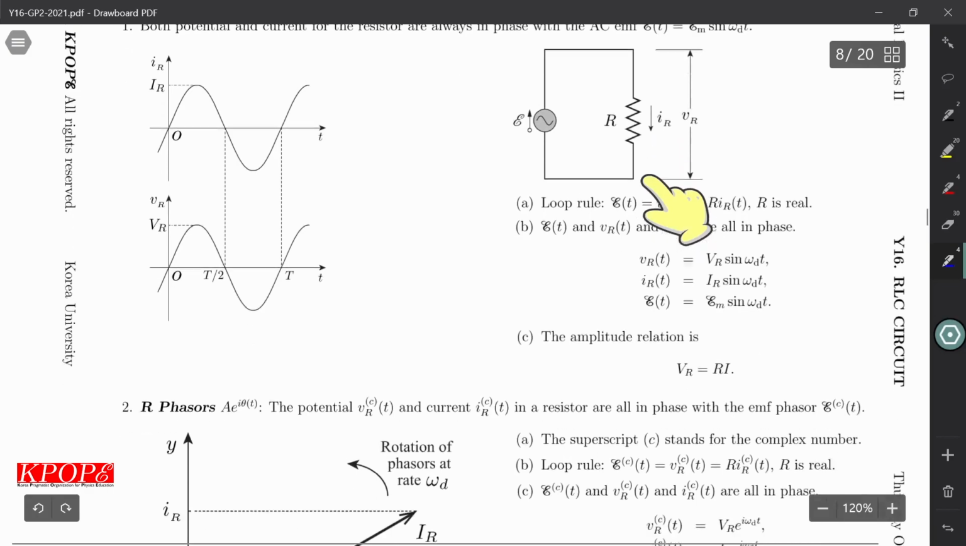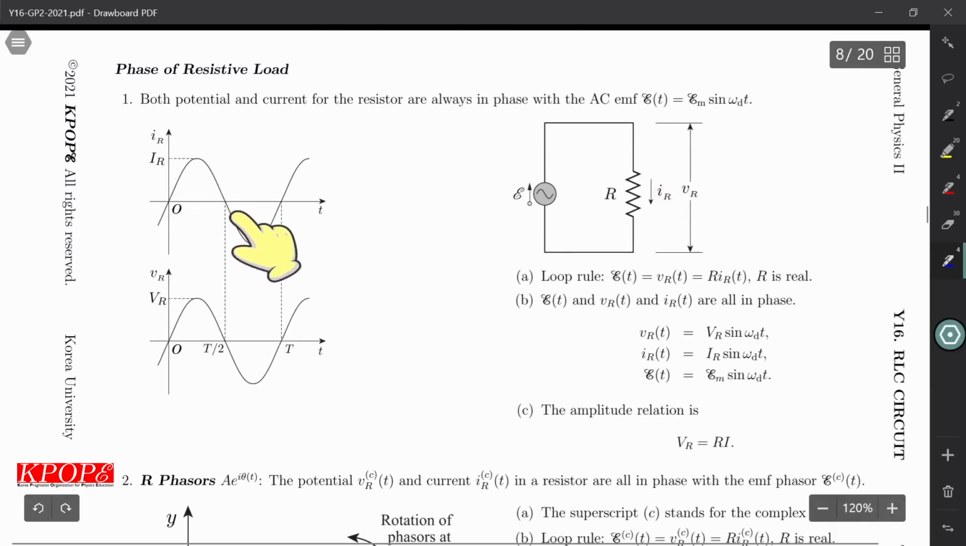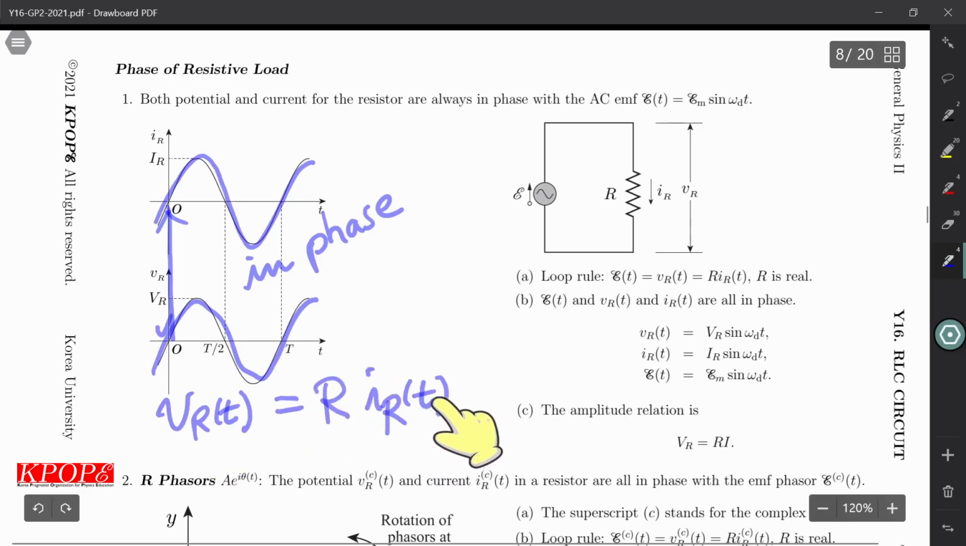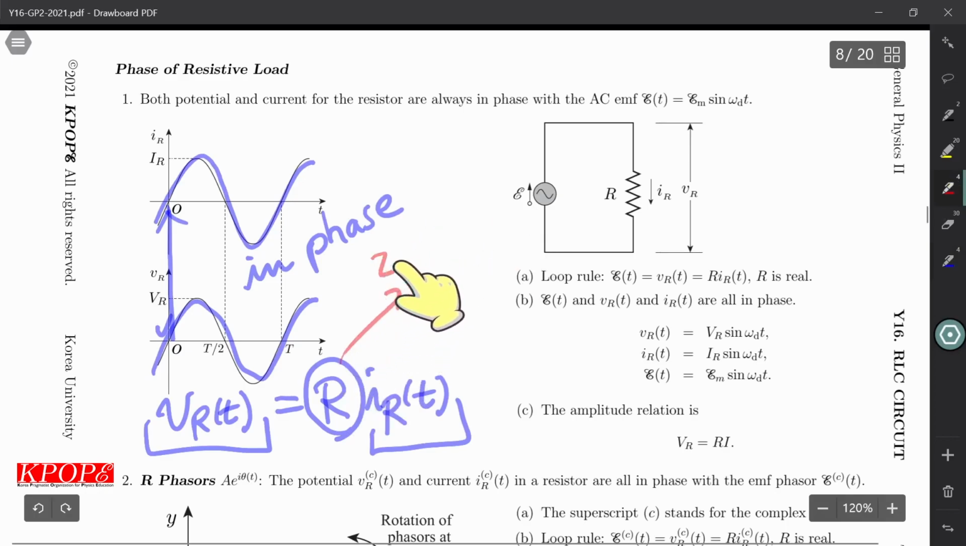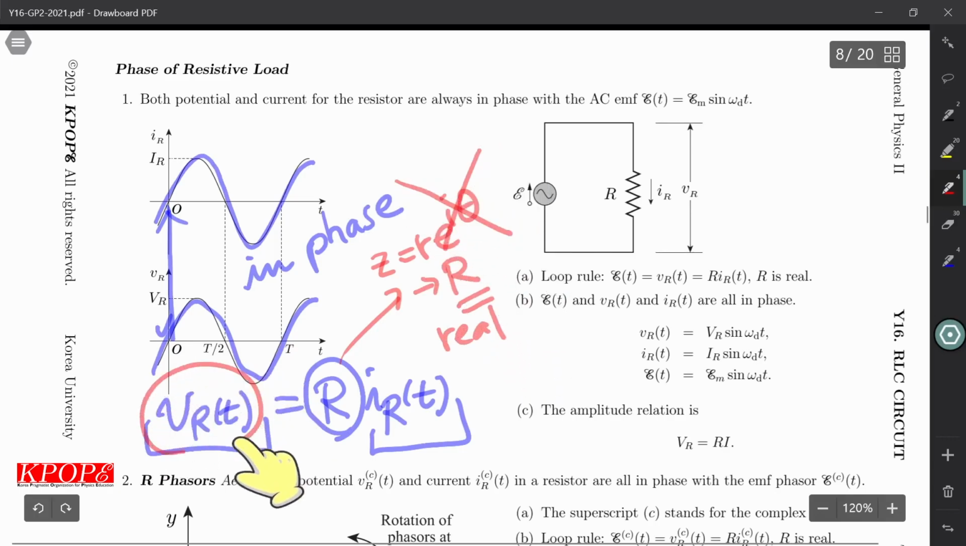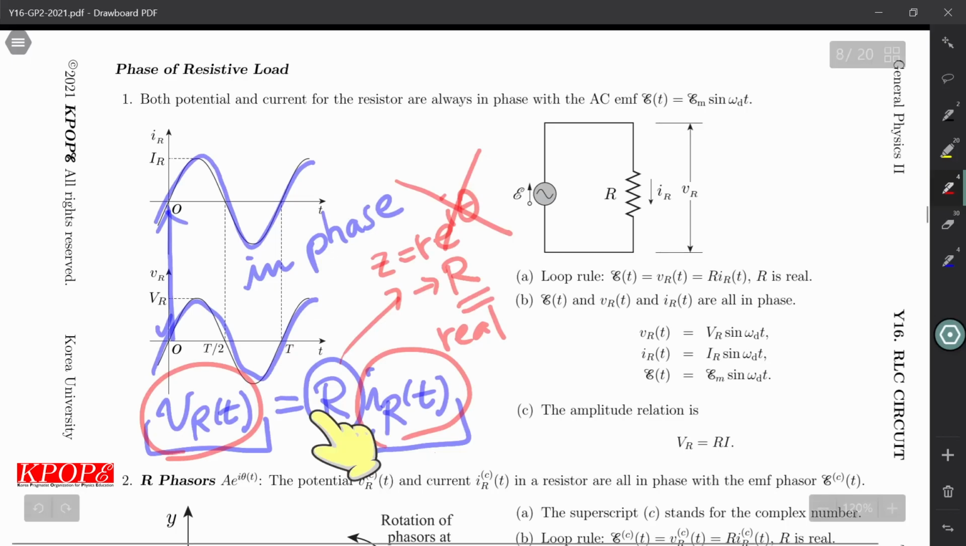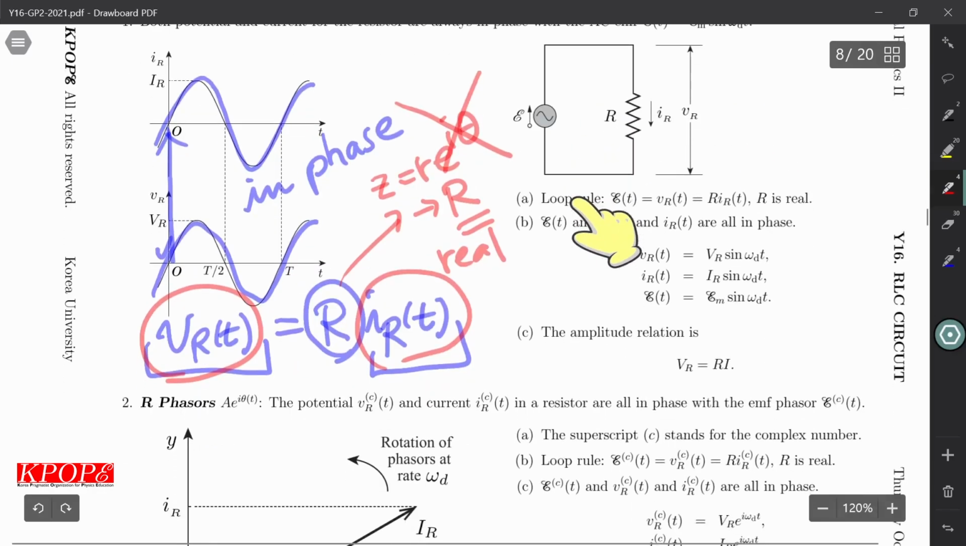So let us return to the previous case. Resistive load, we had in phase. Why? Because V of R of T and I of R of T are multiplied by a real number. A complex number Z equals R e to the I theta, but it becomes capital R, which is real. That means no phase. So as far as the resistance is concerned, the current and potential are completely in phase.